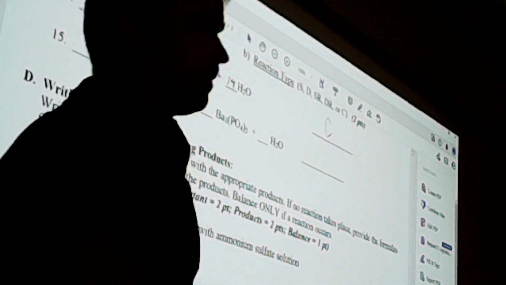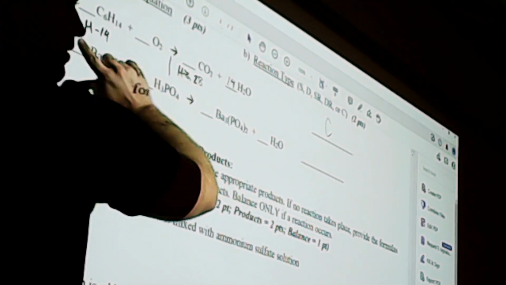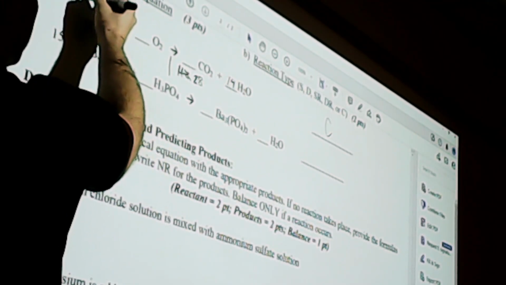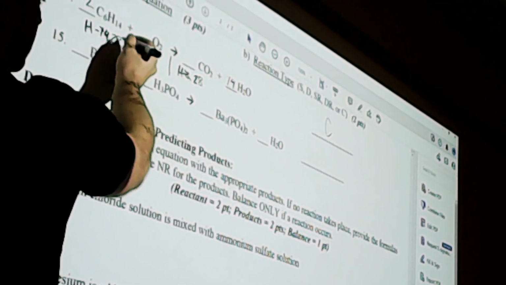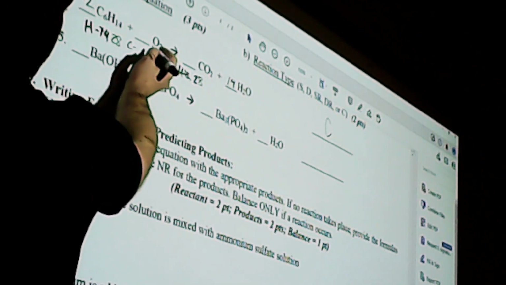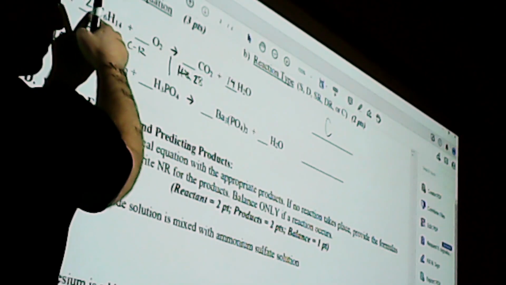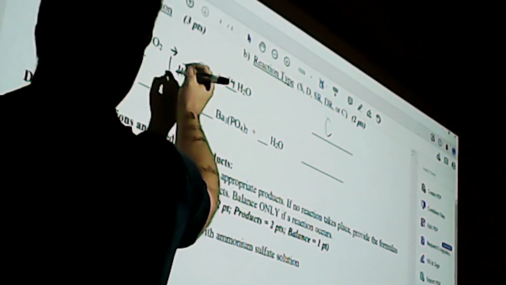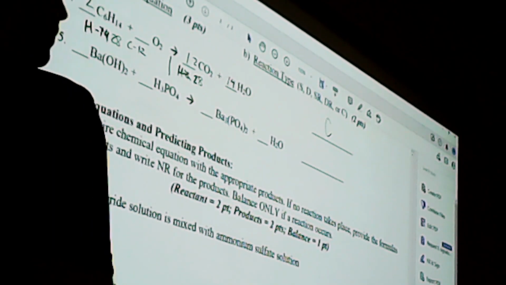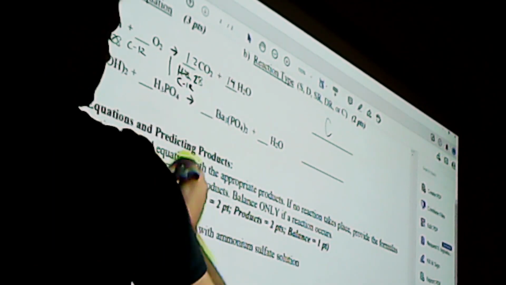So that turns into how many hydrogens? 28. Are my hydrogens balanced? They are not, so how do I get 28 on this side? Put a 2 there. Now my hydrogens are balanced. Now I do my carbons. I have 12 carbons here, 2 times 6. How do I get 12 over here? Just put a 12 in that coefficient line. So now my carbons and hydrogens are good.